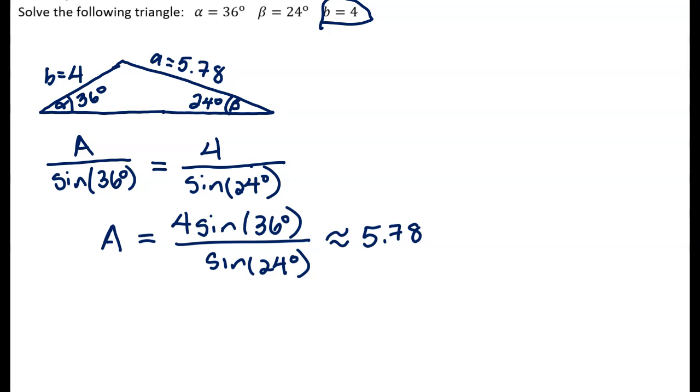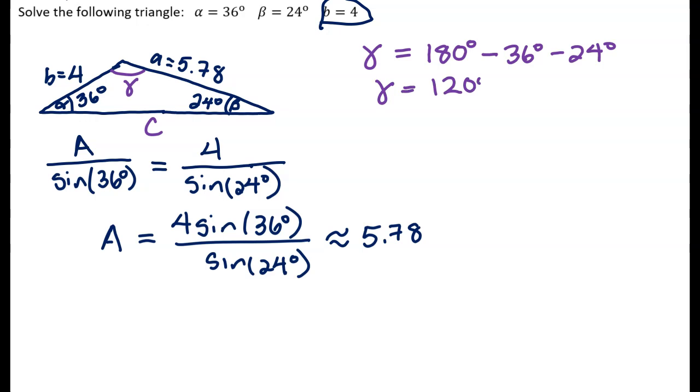I do still need to solve for angle gamma and side length C. So let's pick a different color. So this would be my gamma and my C. Gamma isn't going to be too much work. We have two angles, so we can always get the third for free. So we know that the angles add up to 180, which means that if I subtract 36 degrees and 24 degrees, I should get that my angle gamma is 120 degrees.